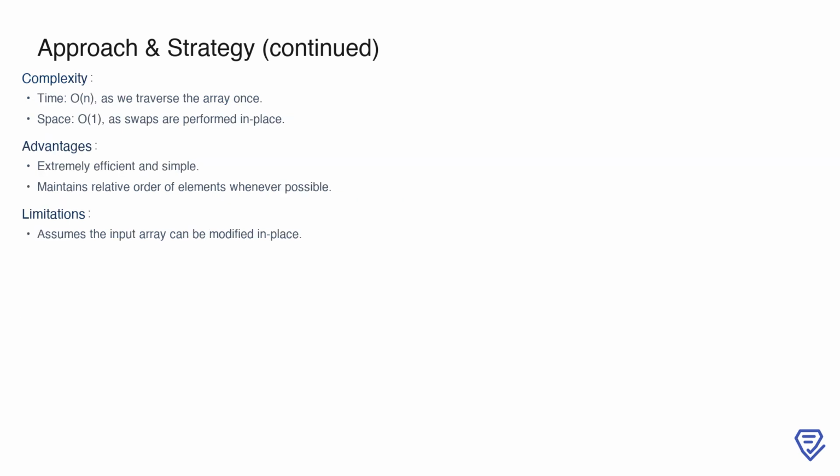When analyzing the optimized one-pass greedy algorithm, its efficiency becomes immediately clear. In terms of time complexity, it operates in O(n), as we only traverse the array a single time. For space complexity, it's O(1), since all swaps are performed in place without requiring additional memory. This makes the algorithm not only fast but also very space efficient. Another advantage is its simplicity. It's easy to understand and implement, while also maintaining the relative order of elements whenever possible.